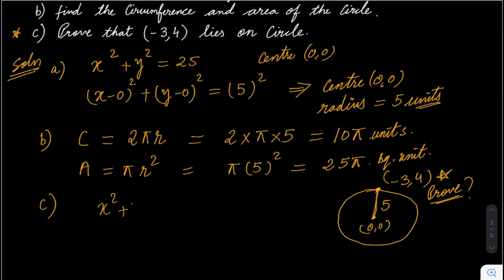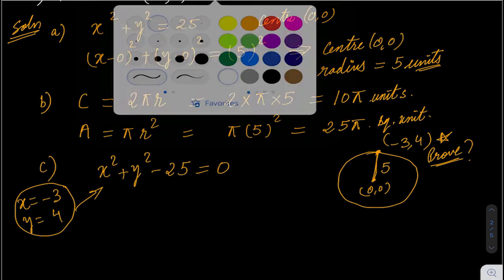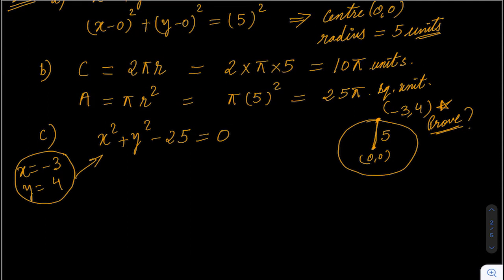Now the second way is, this is my equation of circle. I have taken 25 on the left side. So if x equal to minus 3 and y equals 4 satisfies this, then automatically this point lies on this curve, and in this case, this curve is a circle. So this is the second way to do this. So let's do the second way. I think it's easy. Both are easy.